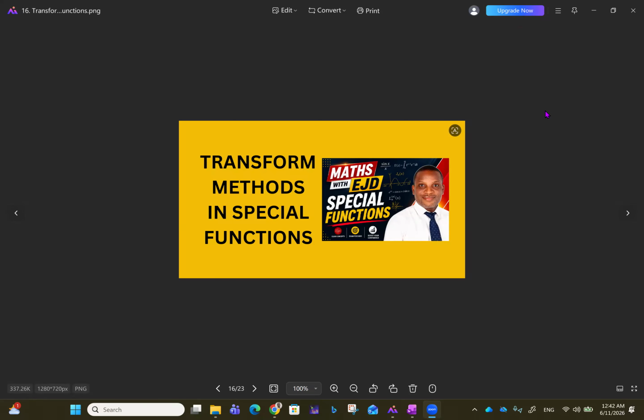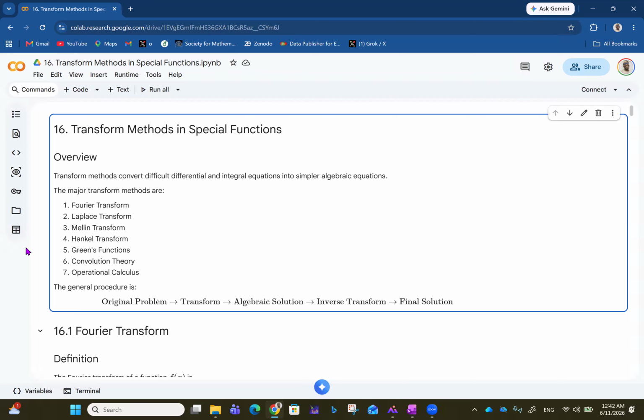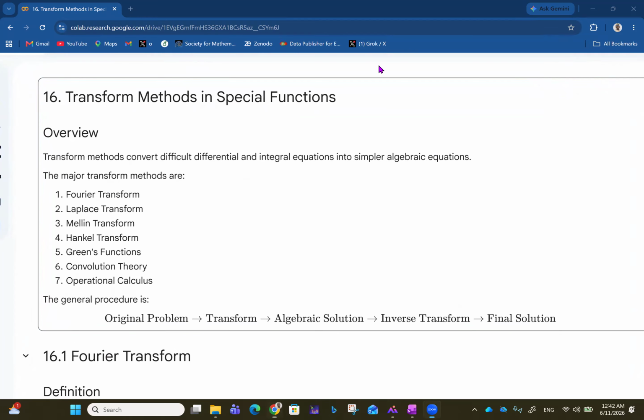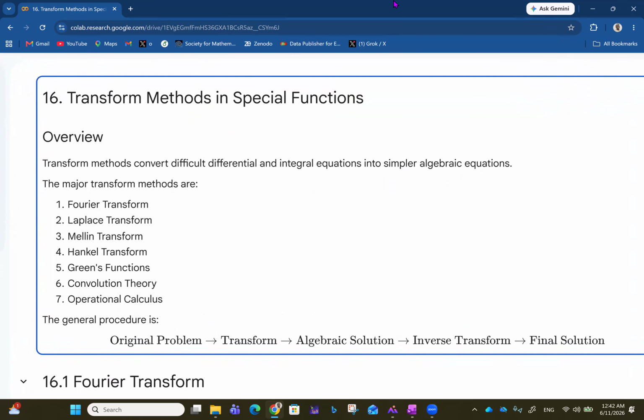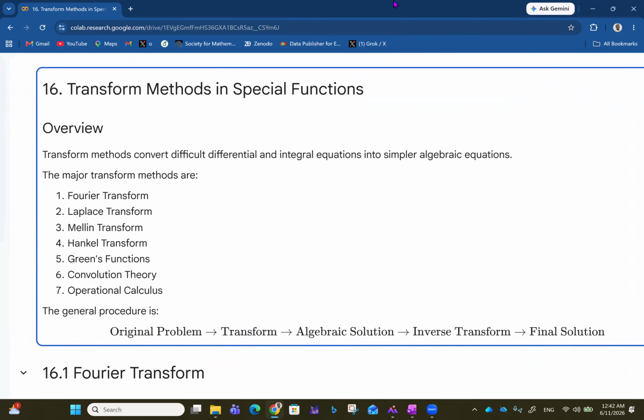In this video, we'll talk about transform methods in special functions. In previous videos or even playlists, I've made mention of transforms a lot. But what are transform methods, especially in the context of special functions? As an overview, we know that transform methods convert difficult differential and integral equations into simpler algebraic equations.